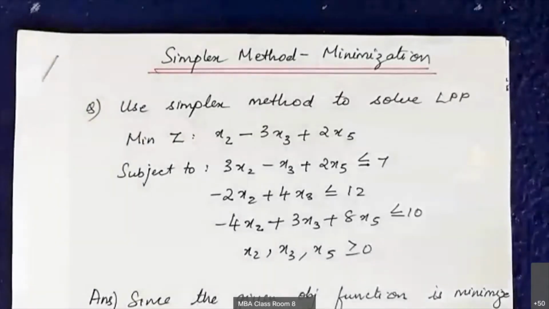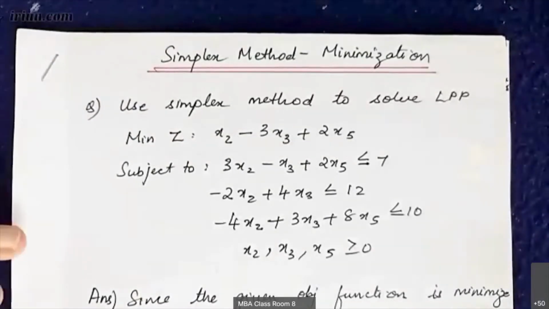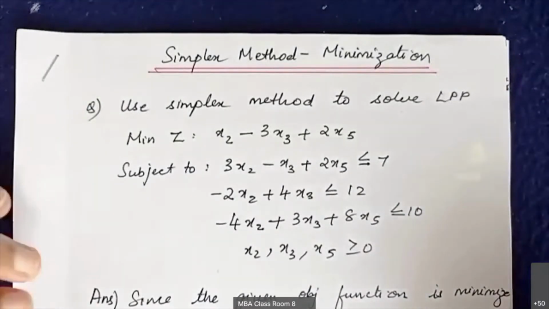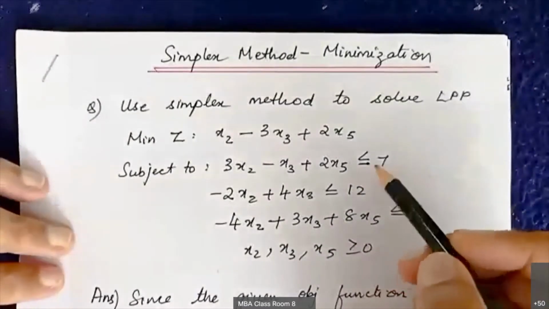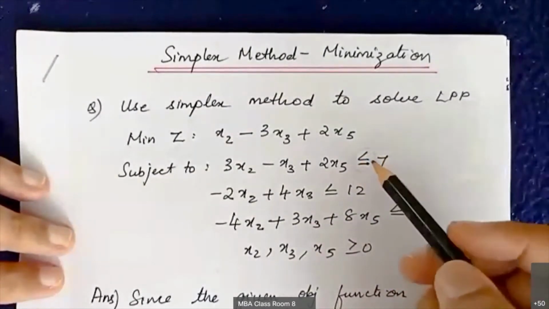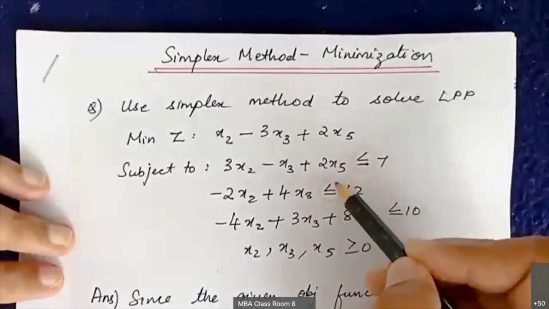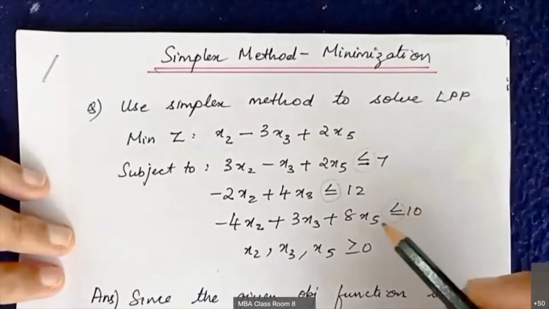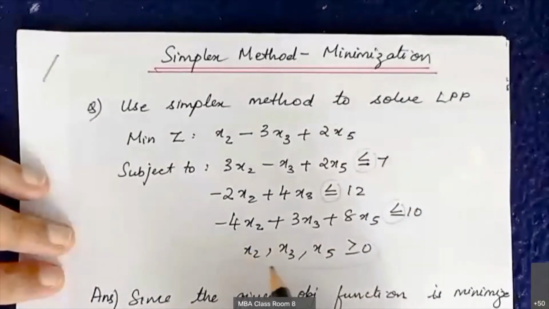See, in the previous sessions, we have discussed the simplex method. We have discussed the maximization and minimization using the simplex method. Here, one thing that we have to be careful about is that we are using the less than or equal to inequality. Here also we have less than or equal to inequality. Here also we have the less than or equal to inequality. This one you don't have to take into consideration.